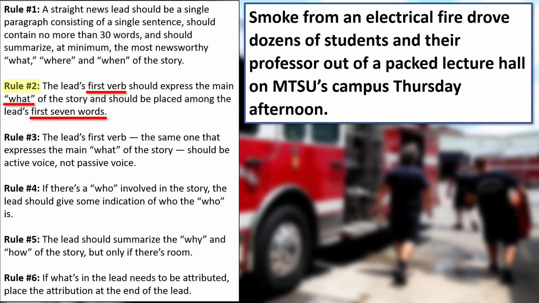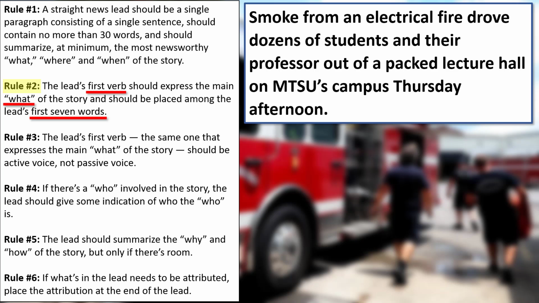Rule number 2 says that the lead's first verb should express the main what of the story and should be placed among the lead's first 7 words. Now, by the main what I mean the piece of information or the aspect of the story that you think would be most interesting or most engaging for the audience that you are writing the story for. So here I'm imagining that my audience would primarily be other MTSU students, and they probably would be most interested in the idea that students had to evacuate this classroom because of smoke from this electrical fire.